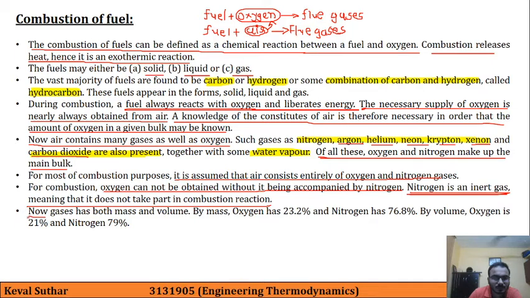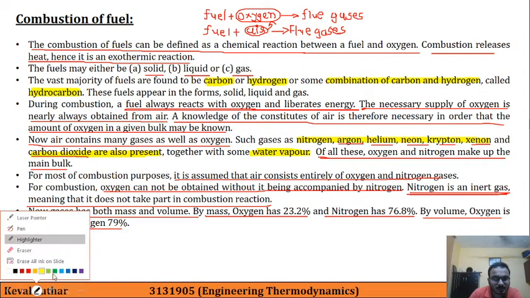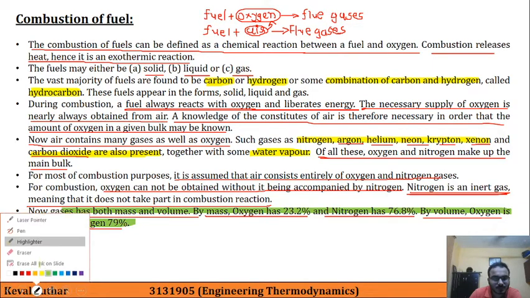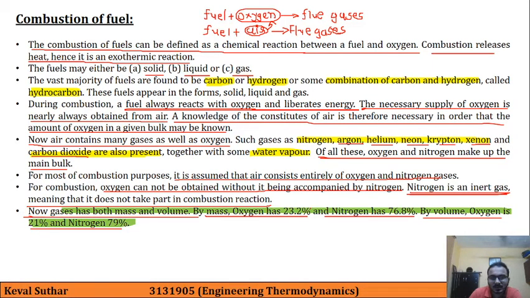Now the gases have both mass and volume. So by mass, oxygen has 23.2% and nitrogen has 76.8%. And by volume, oxygen is 21% and nitrogen is 79%. This statement will be helpful in our analysis of the combustion process. So you can note down this percentage in your notebook.